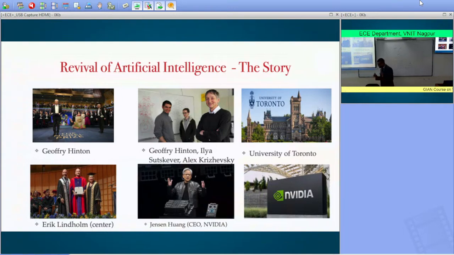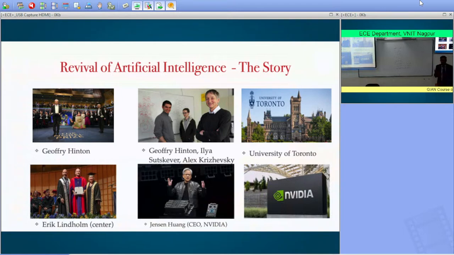And I think it has to do with two independent stories that merged in 2008 or 9 to get us to where we are today. I'm going to narrate those two stories. And as I mentioned earlier, both of those stories have some connection to Canada. So let me start with Eric Lindholm. Eric Lindholm is a chief scientist at NVIDIA.